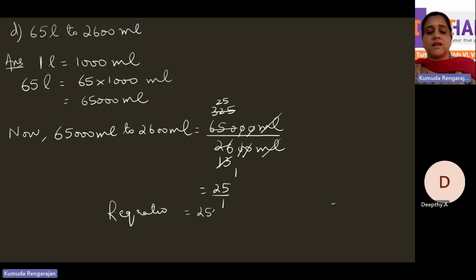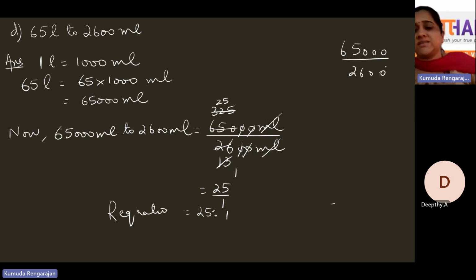I'll help you, Tanya. Tell me where you're stuck. 65,000 divided by 2,600. You tell me how you want to do this. Shall we cancel the zeros first? Yeah, after that, you got 13 times here. Okay, so here this is 325 times. You got that? Okay, I'll tell you.